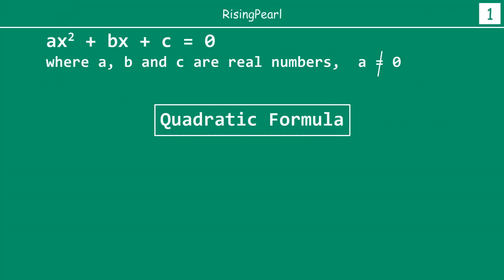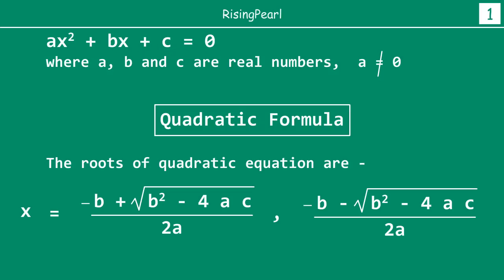So let's dive in. Now what is the quadratic formula? If we have a quadratic equation in the standard form, ax squared plus bx plus c equals 0, where a, b, c are real numbers, a not equal to 0, then the two roots of the quadratic equation are minus b plus square root of b square minus 4ac, the entire thing divided by 2a, and the second root is minus b minus square root of b square minus 4ac divided by 2a. So the only difference between this value and this value is the plus sign and the minus sign.